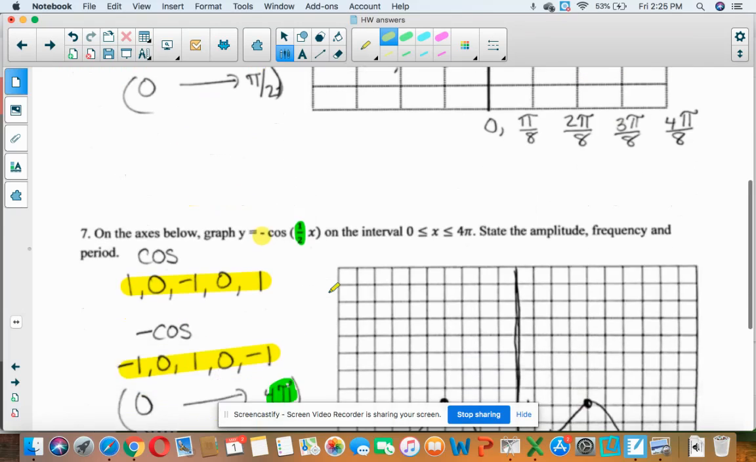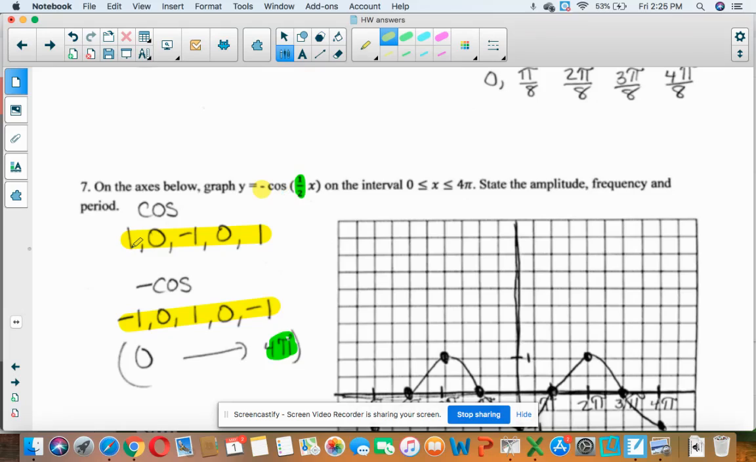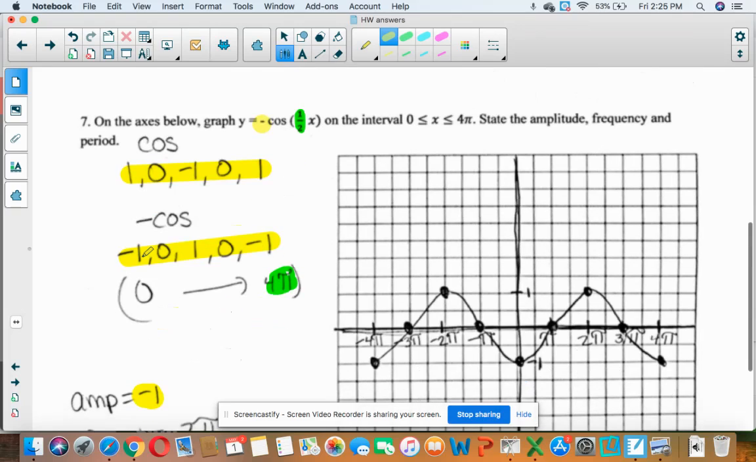And then number 7, I have a cosine graph. So the critical values for cosine are 1, 0, -1, 0, and 1. This is a negative. Okay, so I'm going to change my critical values. All of those have to be multiplied by -1. So my critical values are -1, 0, 1, 0, and -1.